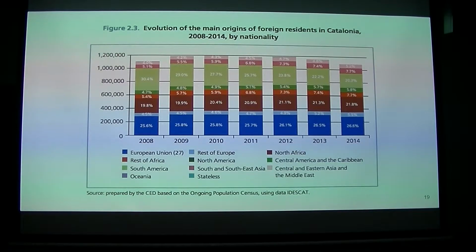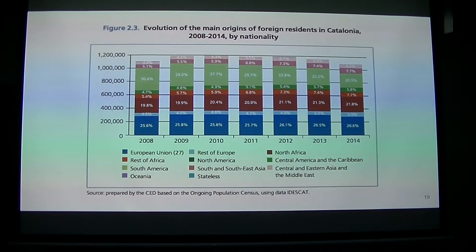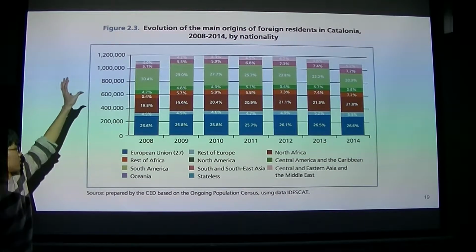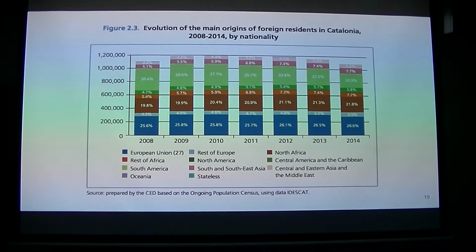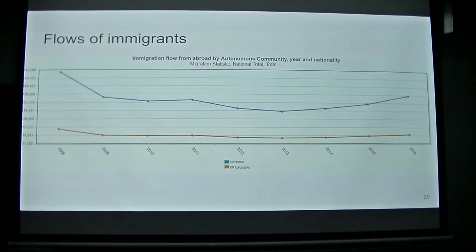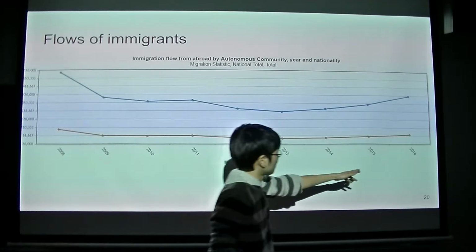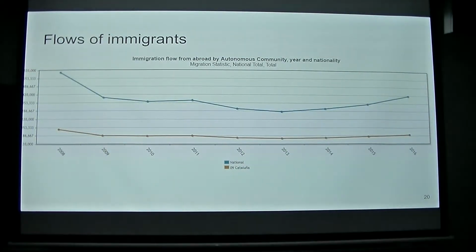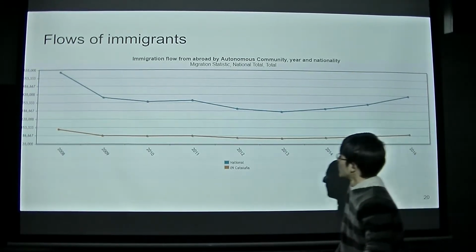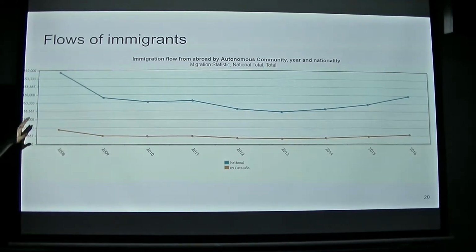This is a similar graph, but the composition has not changed dynamically. The important point is that the European Union, North Africa, and South America have a very high percentage. Yes, these are the flows of immigrants. As I mentioned, it became reduced. Before that the number was very high, but until 2016, two years ago, it has been gradually increasing, but not very high. And the movement almost says that if national immigration is reduced, Catalonia's is reduced. So there's no big difference between the national and Catalonia.